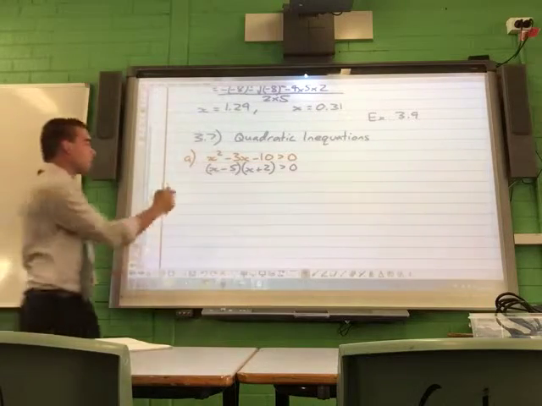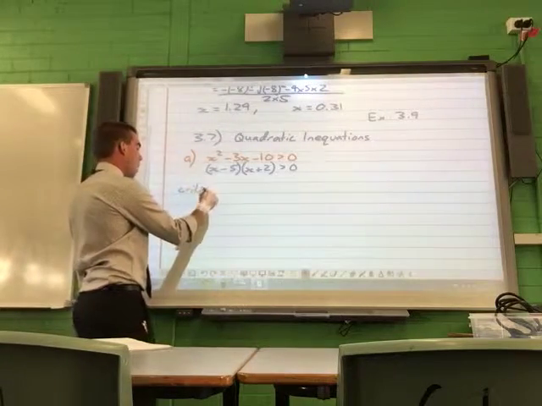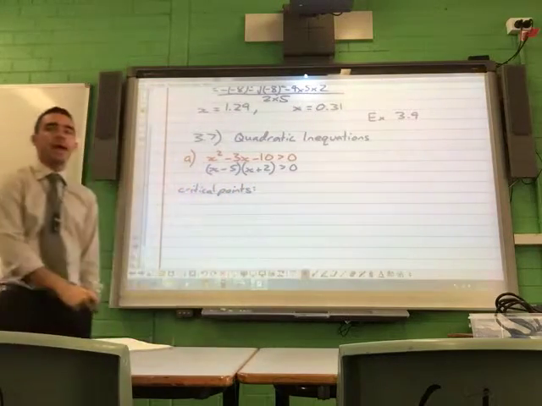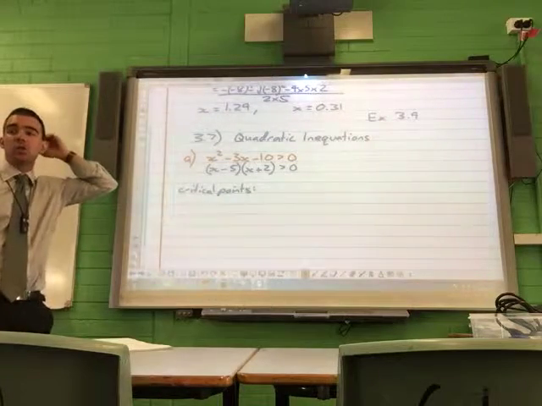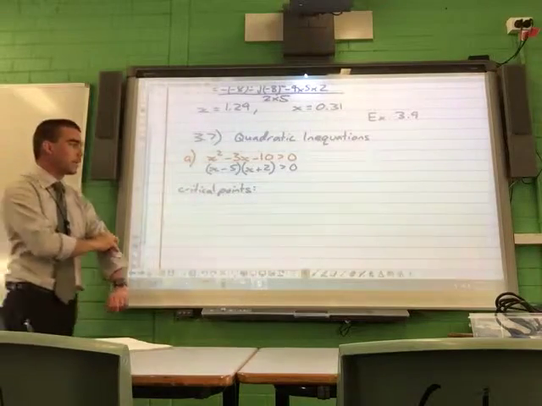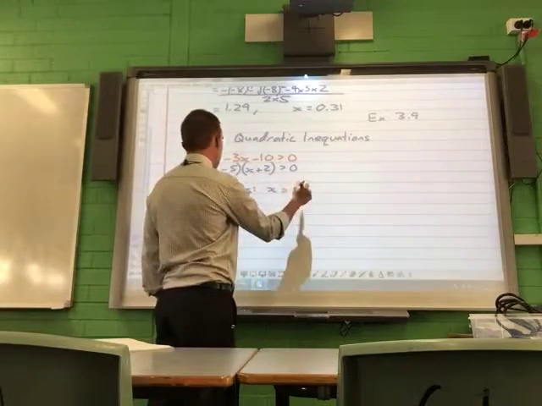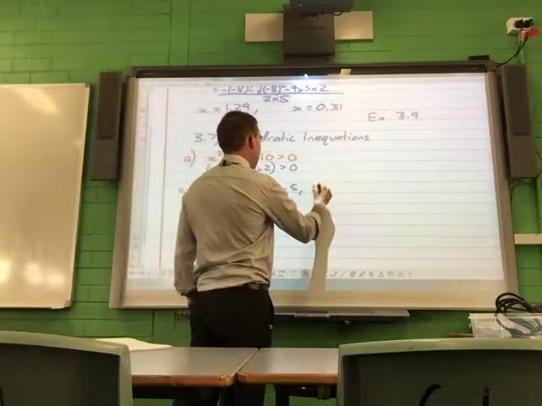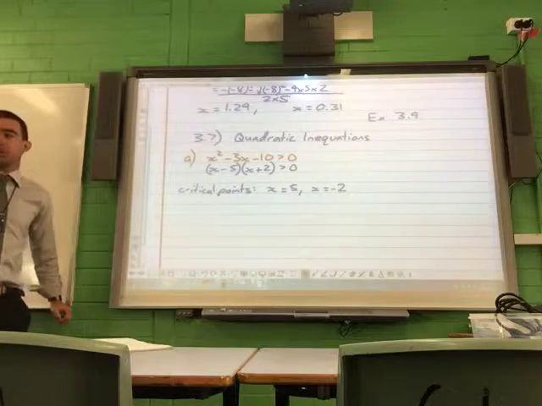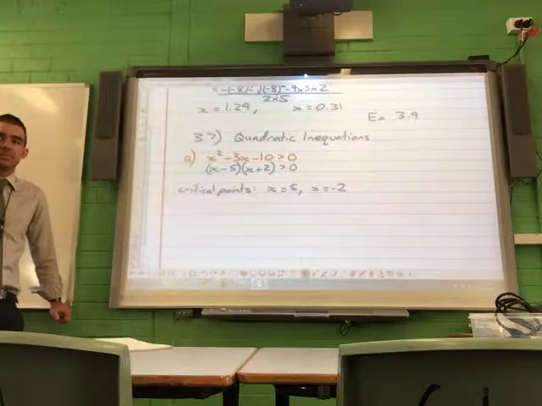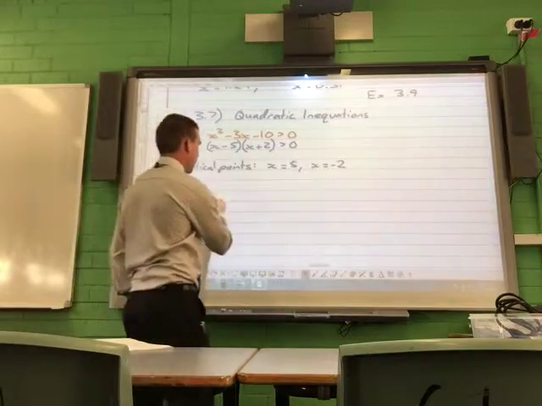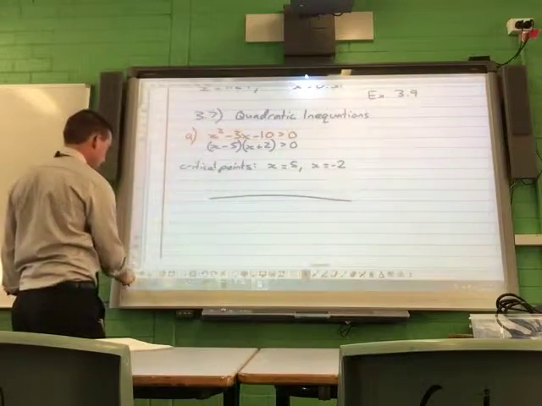Alright, these are what are called critical points, just like we did with the other type of inequations we did. What critical points mean is you need to check your solution by doing a region on a number plane. So, solving this, x equals 5 and x equals negative 2. There's one of two ways you can do this. Right, so I might do it on the next page actually.